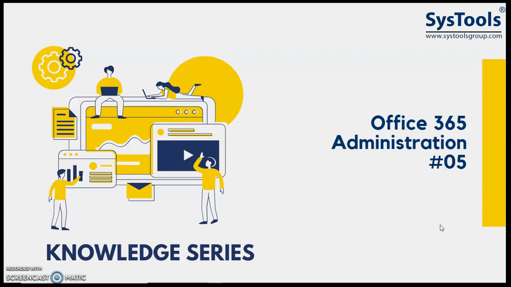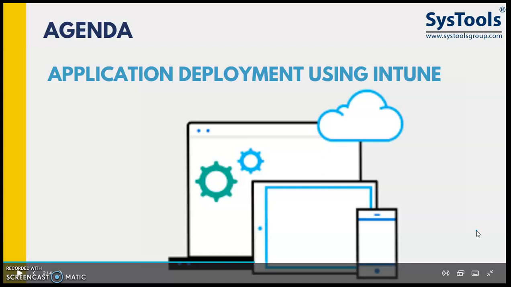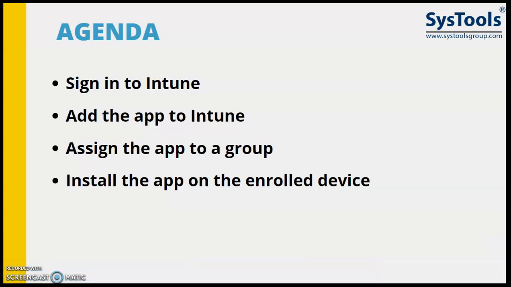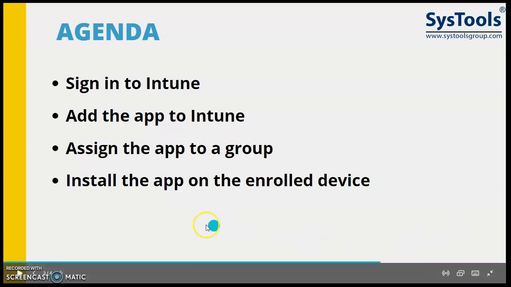Today we will see how one can deploy the application using Intune. As in the last video, we also saw how one can enroll the devices and manage those devices using Intune. So let's see what all today we will cover. First, we will sign in to Intune. We will add the applications to Intune, assign the applications to a group or the user, and then we will install the application on those enrolled devices. And we can also check the status of those devices.